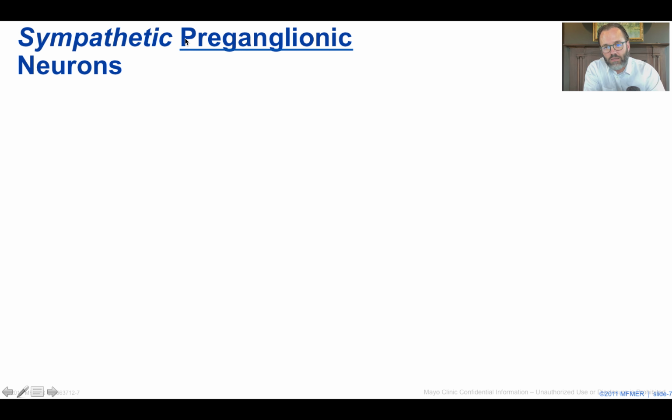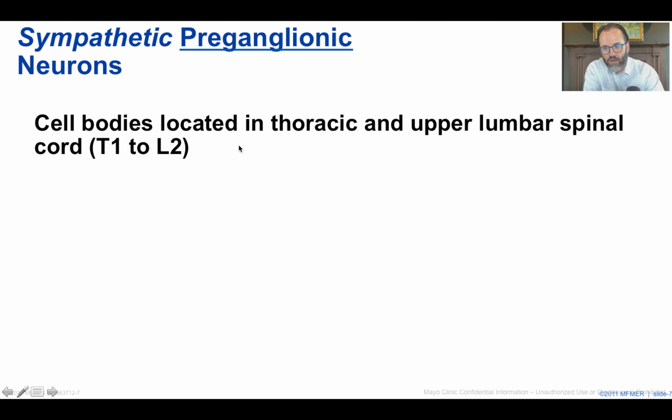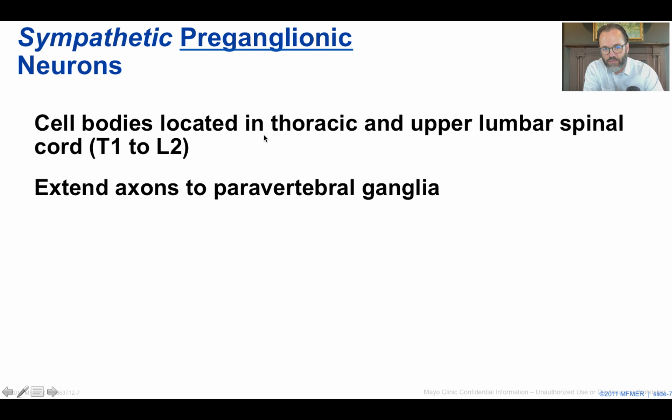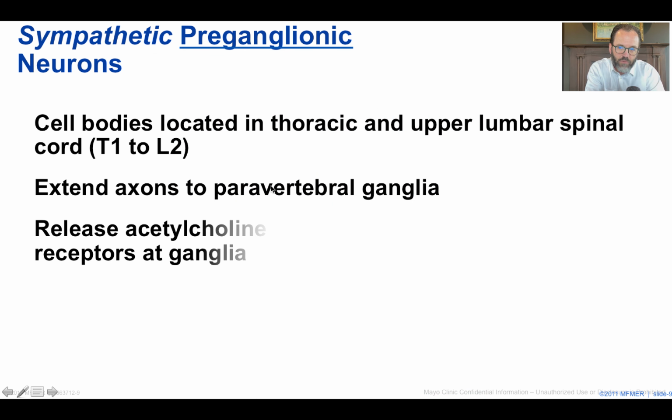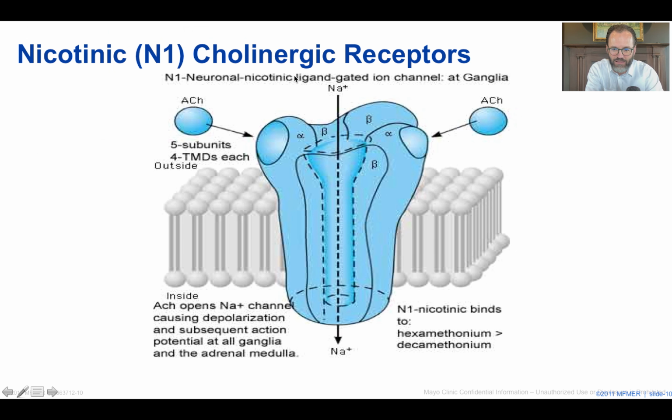Now, when we look at sympathetic preganglionic neurons, those cell bodies are located in the thoracic and upper lumbar spinal cords from T1 to L2. Those extend to the paravertebral ganglia, as depicted here, and then those release acetylcholine, which binds with the nicotinic receptors at the ganglionic site.